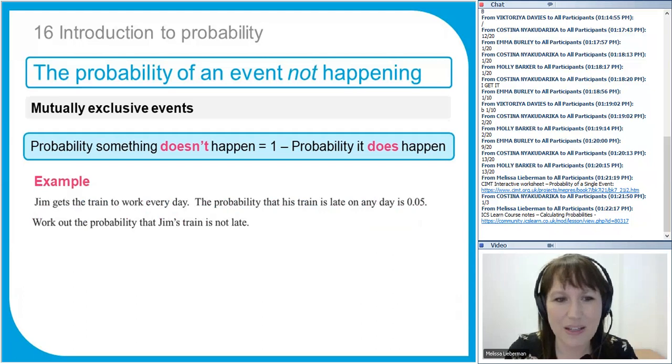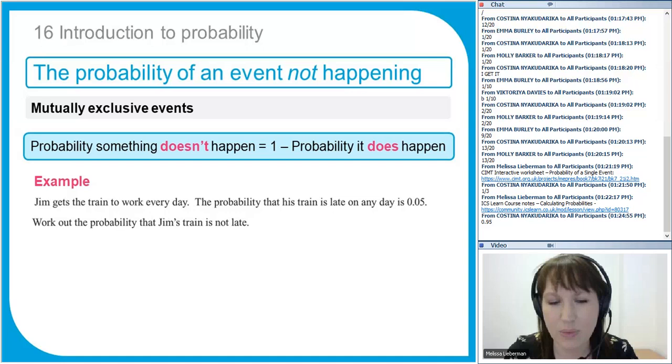We've got an example here. So Jim gets the train to work every day. The probability that his train is late on any day is 0.05. What is the probability that it's not late? So it's either late or it isn't late. Now this time we've been given the probability as a decimal. That often happens because it depends how the probability has been presented. So if you're given the question as a decimal probability, you usually put the answer as a decimal probability.